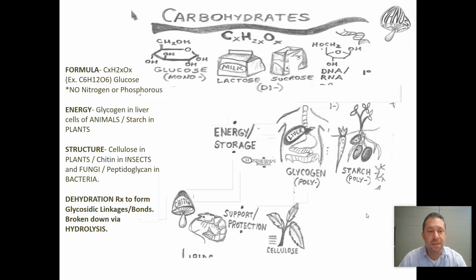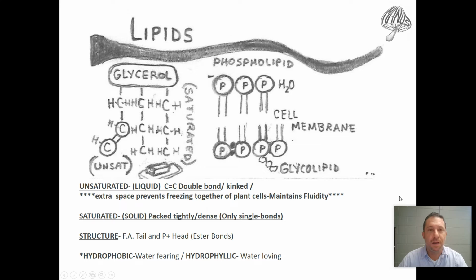Glycogen in the liver cells of animals and starch in plants. That's going to play a major role in energy and storage. And also the structure, the cellulose that's found in plants and the chitin that's found in the exoskeleton of bugs, insects, and fungi. Peptidoglycan in bacteria as well. And to form these polymers, we're going to have dehydration reactions to form the glycosidic linkages, and it's going to be broken down via hydrolysis, like we just talked about with water.